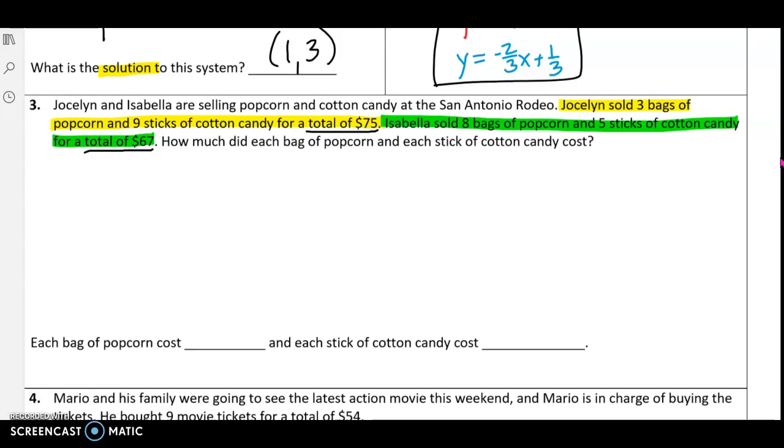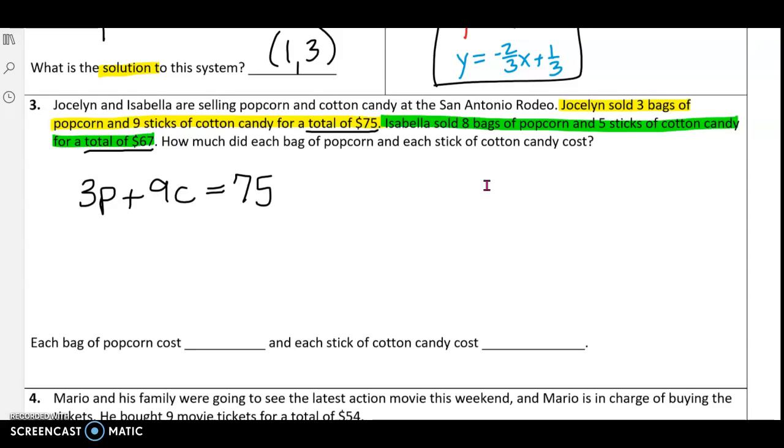The first equation will be Jocelyn's equation, okay? And so Jocelyn sold 3 bags of popcorn. So 3 times the cost of the popcorn, P stands for the cost of a bag of popcorn, plus 9 sticks of cotton candy for a total of $75. Keeping in mind, we know how much they bought. We don't know how much each one costs. How much is cotton candy? How much is popcorn? It's what we're trying to find.